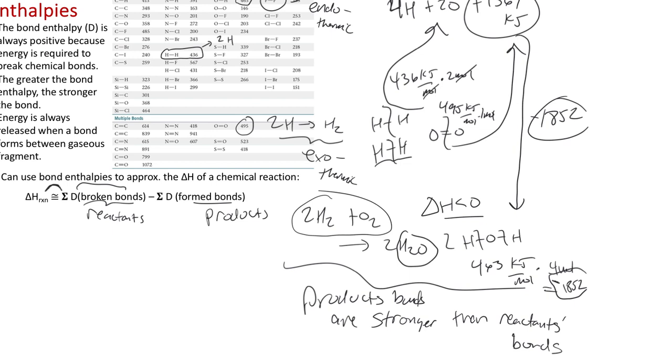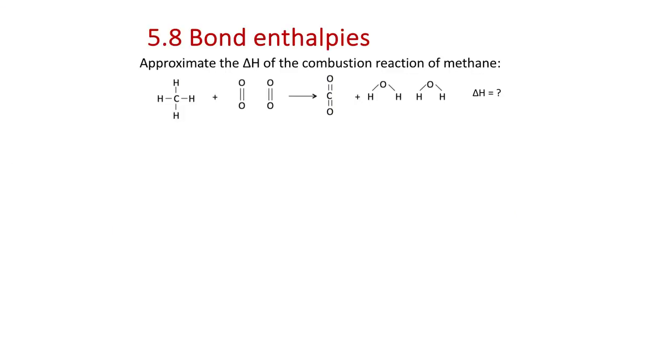So let's take a look at a second example. And this will be another combustion reaction. So here we're combusting CH4 instead of H2. So we have CH4 combusting with the O2s, forming CO2 and water. And the question is, can we approximate delta H here for this reaction? We know it should be exothermic just by the nature of this reaction being a combustion reaction.